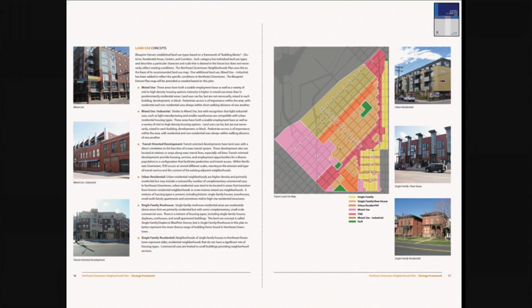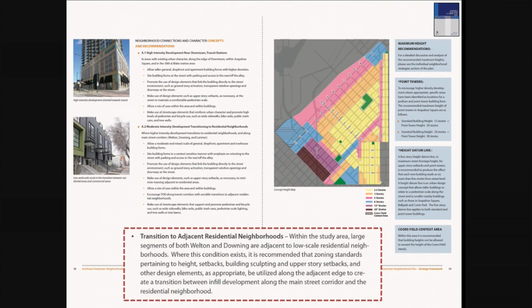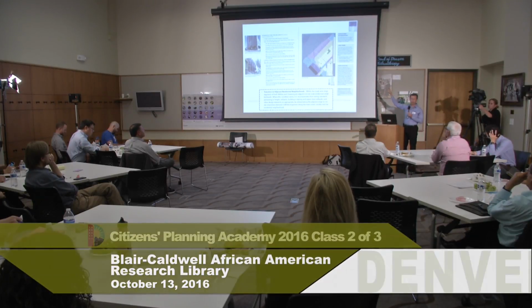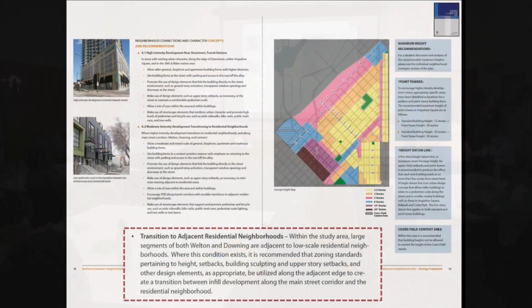So what kind of uses go where, and then how tall. The yellow in the middle, the core historic Curtis Park neighborhood, 2.5 stories is the pattern. And then shading up to 3 stories and 5 stories as you go over towards River North, Rhino. And then along Welton Street, that strip there, blue and pink representing 8 and 5 stories.